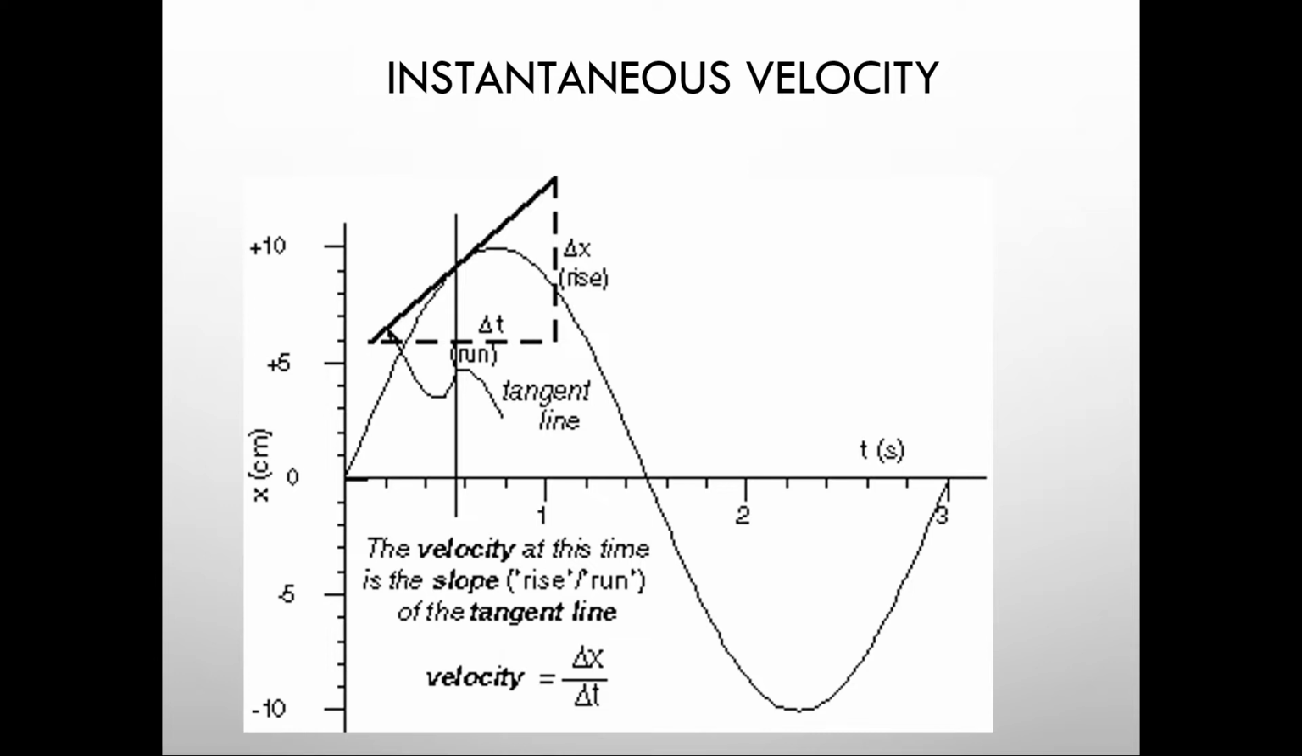So instantaneous velocity is basically the slope at any point of a curve. So if we have some curve, we can draw the tangent line and then calculate the rise and run based off of that tangent line.